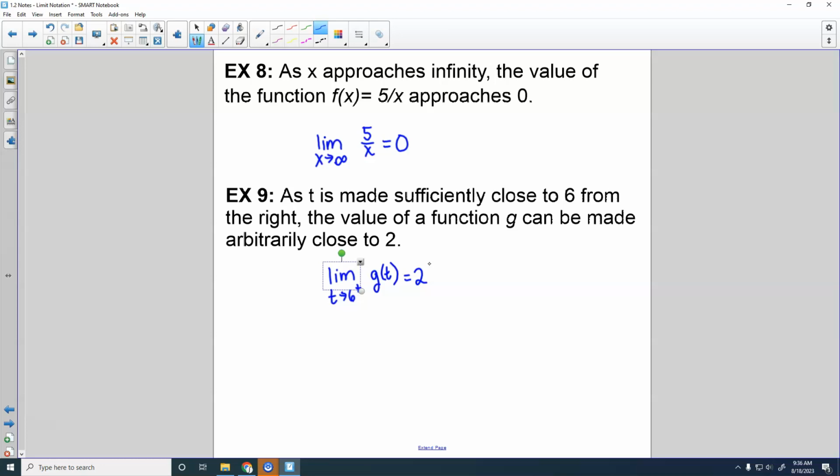Okay, who thinks they've got this one? What do you think, Luke? Good. Perfect. I did this and put a g of t, but I think you'd be okay without the of t part there as well.